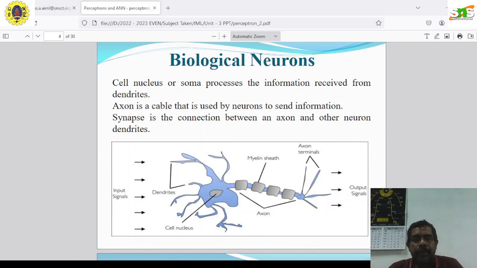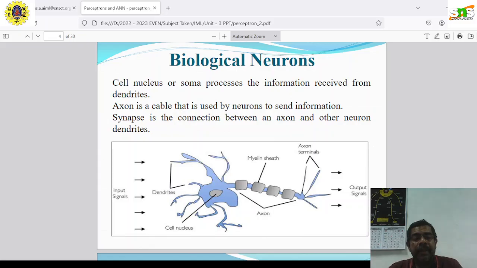In continuation of the previous lecture, now we are going to see what biological neurons are. The cell nucleus, or soma, processes the information received from the dendrites. So we know how the neurons are located in the brain. Every component seems to be made of protein components, and in these protein components we have several architectural parameters. In the figure itself you can see how one biological neuron works.